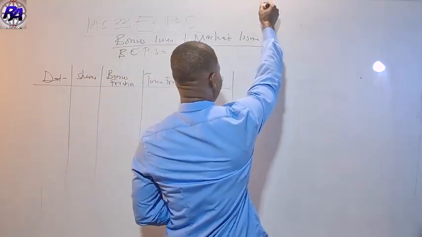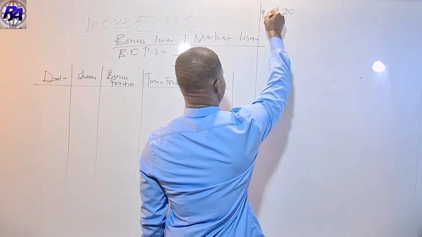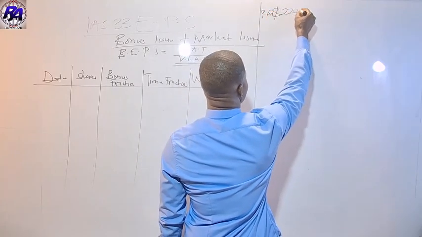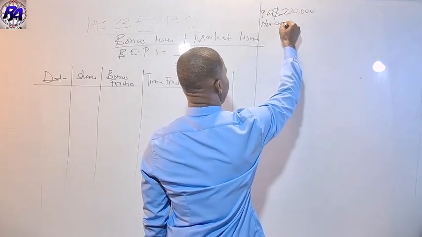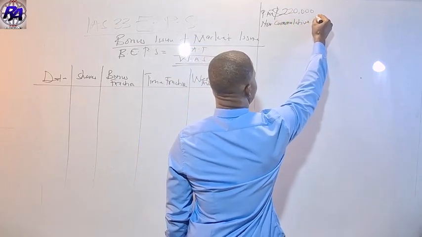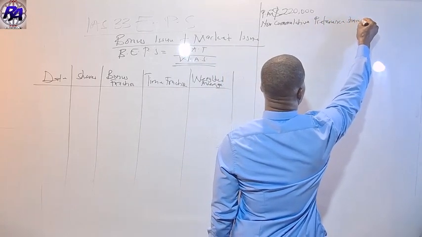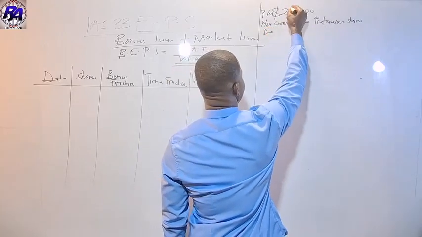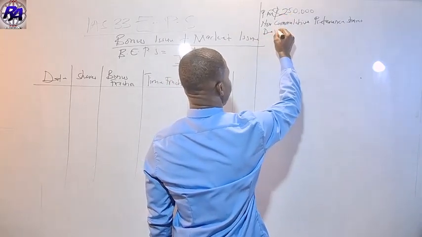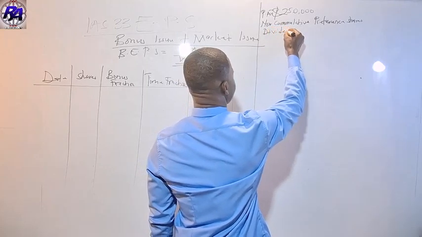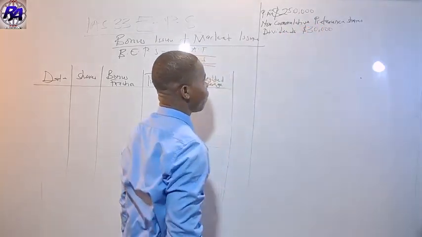So why don't we take a practical question and use it to establish our understanding of these particular circumstances. All right. So I'm writing the question here. Assuming we have profit after tax of $250,000 for the year, and we have non-cumulative preference share dividends of $30,000.